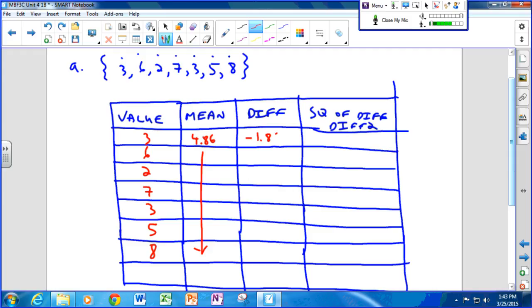Now, do yourself a favor, and at this point, hit the square button on your calculator. Let's just round this to 1 decimal place: 3.5. Okay, so there you go. So for the next one, it's 6 minus 4.86. So it's 1.14, and hit the square button right away.